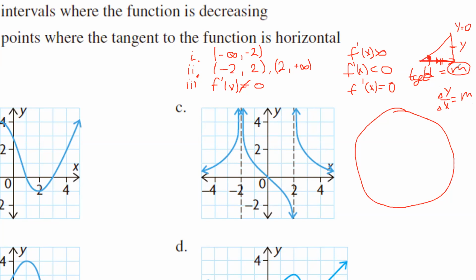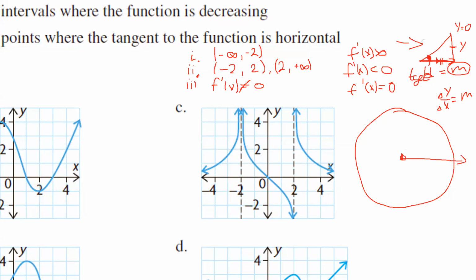So horizontal, that's why it's a horizontal tangent line, because our function goes horizontally. It doesn't increase or decrease. Make sense? That's why when the derivative equals 0, it's a horizontal tangent line.